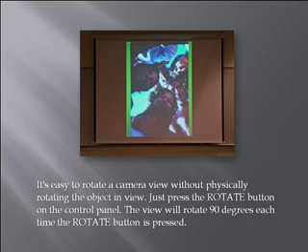It's really easy to rotate objects visually without physically rotating them on the display bed. Just press the Rotate button on the control panel. The view will rotate 90 degrees clockwise each time the button is pressed.